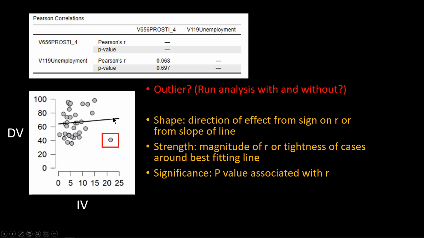So here we have a positive relationship shown in the graphic, and we have a very weak relationship because the dots are spread very far around the line. Now, let's look at this outlier.